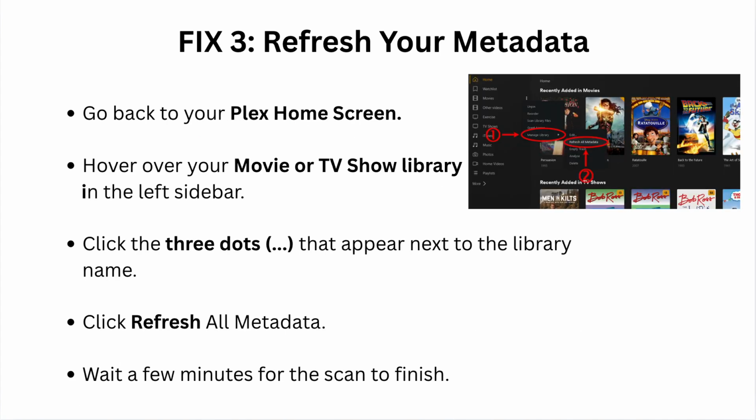Third fix is refresh your metadata. Go back to your Plex home screen, hover over your movies or TV show library in the left sidebar. Click the 3 dots that appear next to the library name. Click refresh all metadata. Wait a few minutes for the scan to finish.